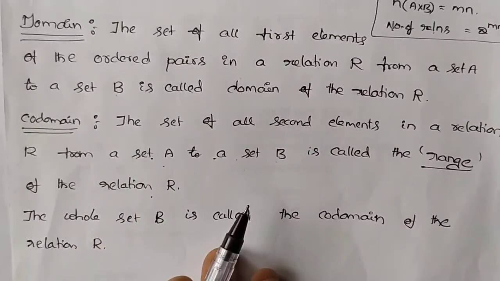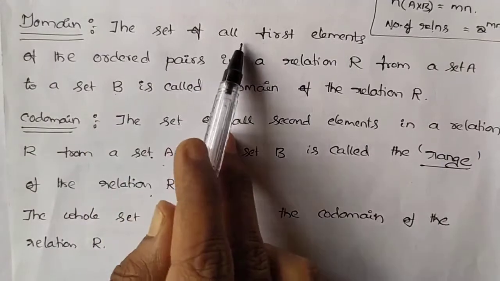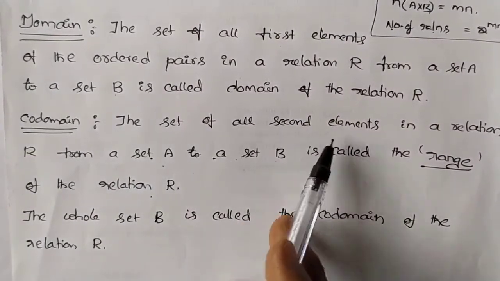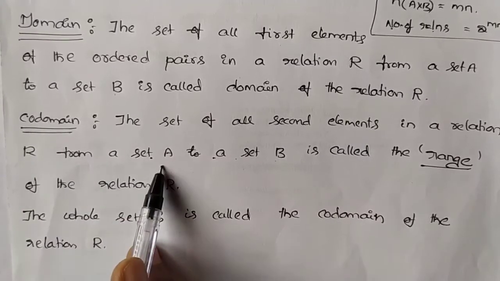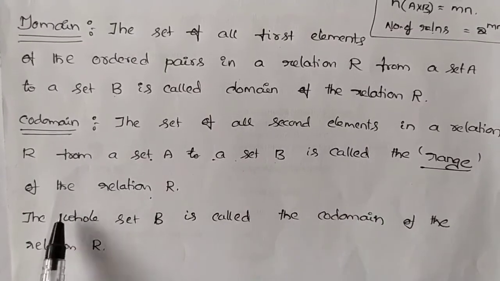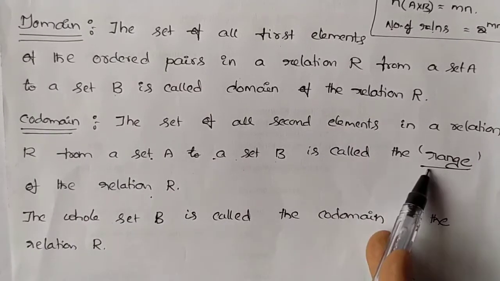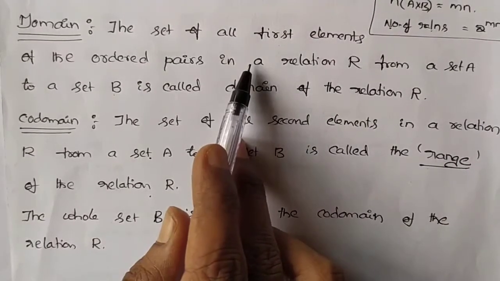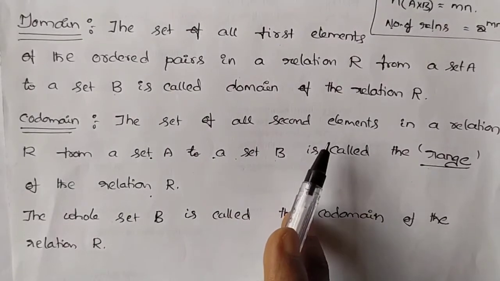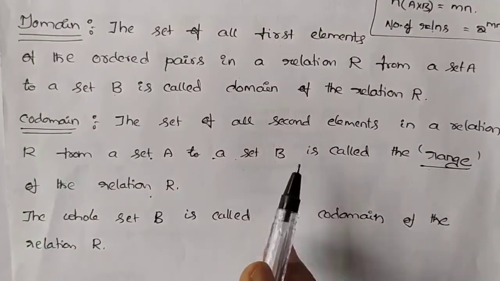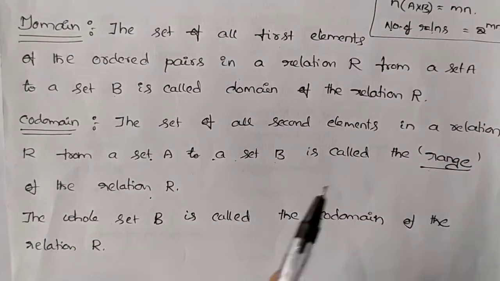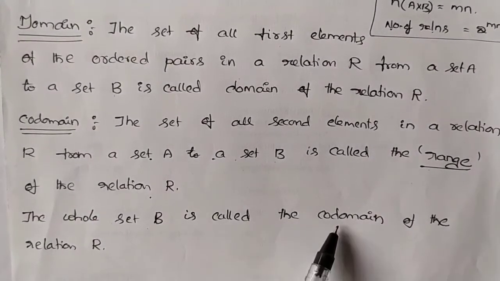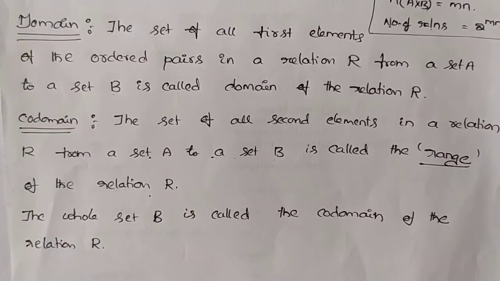Here in the domain we have the set of all first elements. The set of all second elements in a relation R from a set A to a set B is called the range of the relation R. The set of all first elements are the domain. The set of all second elements are the range. Then what about codomain? The whole set B is called the codomain of the relation R.